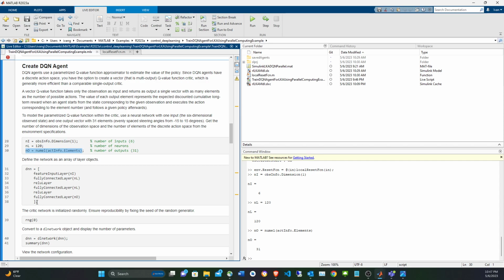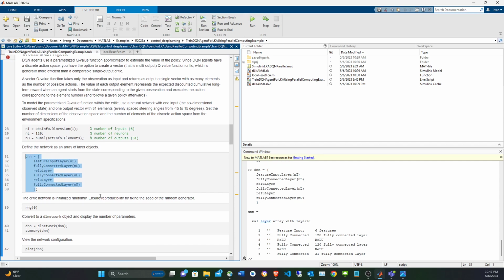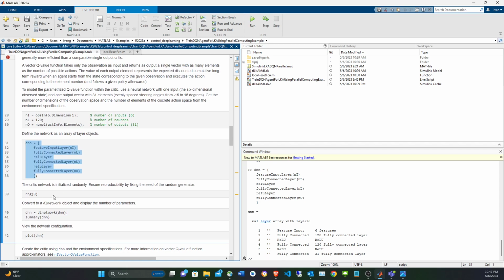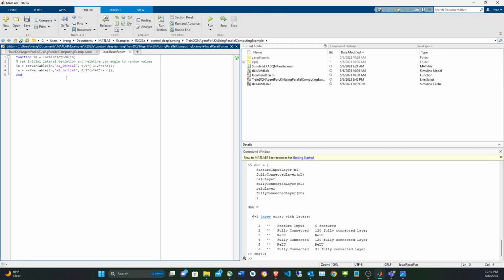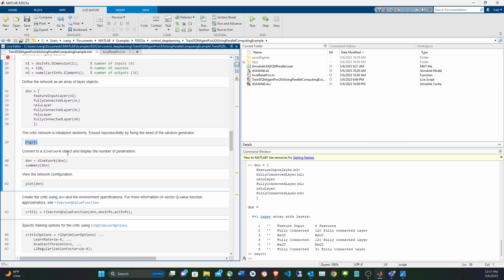So we are going to use a very simple network, a linear network, using fully connected layers and ReLUs, and we use this RNG0 to set the seed of randomization, because as you can see, functions like this one are going to randomize. So to make this example reproducible, we use that, but you don't really have to do that. So let's create the DL network based on the layers that we created here, and we're going to provide the summary.